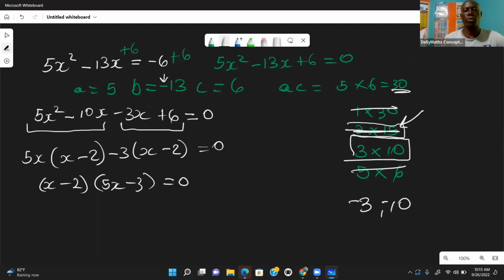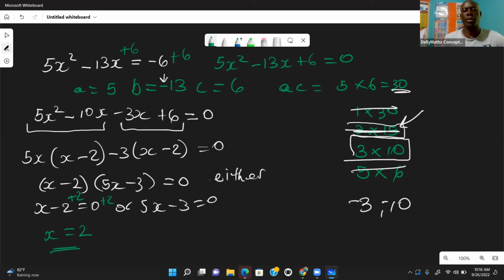Remember the zero product rule, that if 2 things multiply to give a 0, then either one of them could be the 0 or both. So x minus 2 is equal to 0, or 5x minus 3 is equal to 0. Now, if we add 2 to both sides here, then for this one the solution will be that x is equal to 2.